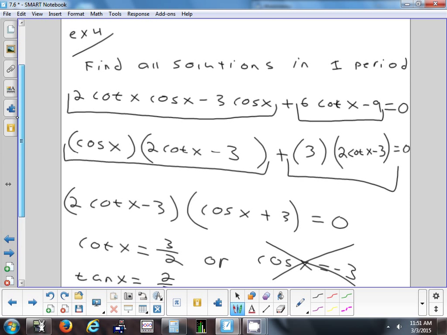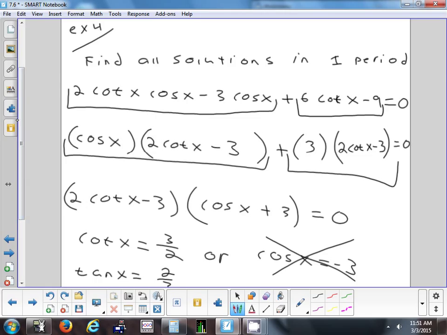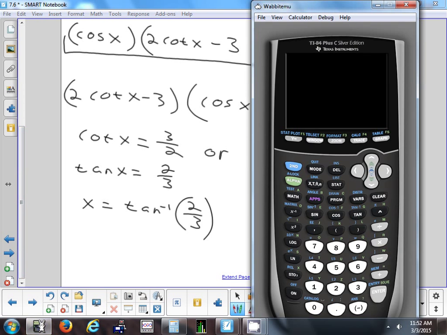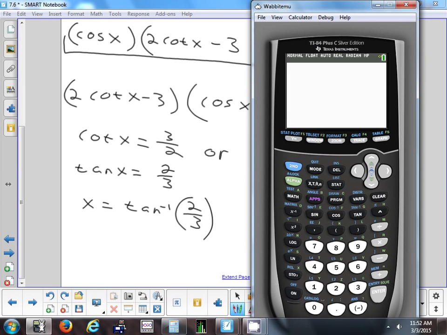Okay, find all solutions in one period. Since we've got a cosine in there, if you find the least common multiple of all of them, it'll go from 0 to 2 pi. All right, let's find the inverse tangent of 2/3. And I should get an answer in quadrant 1.